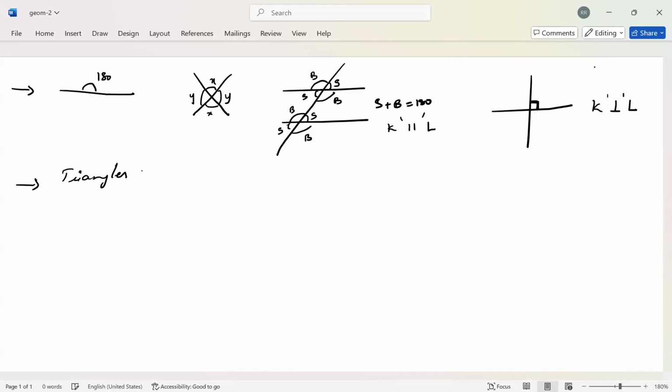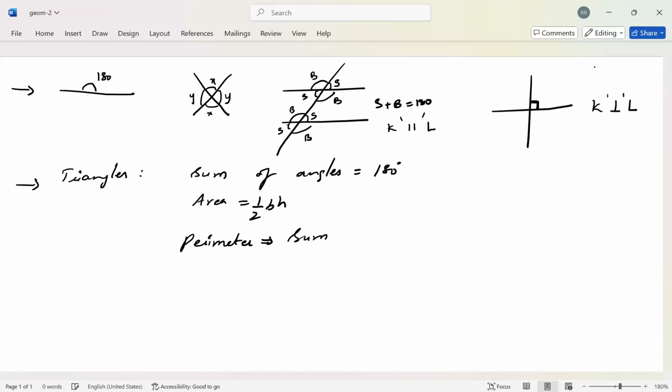First of all, the sum of the angles of a triangle. The sum of all the angles is equal to 180 degrees. The area of a triangle is half base times height. Perimeter is the sum of all sides. Now the types of triangles which you have to know.